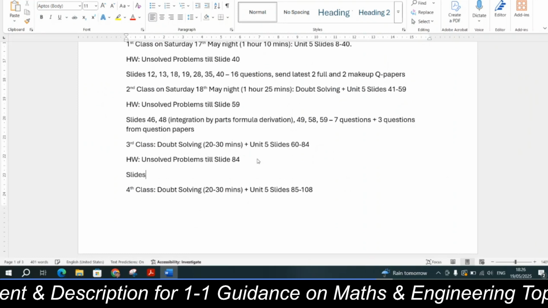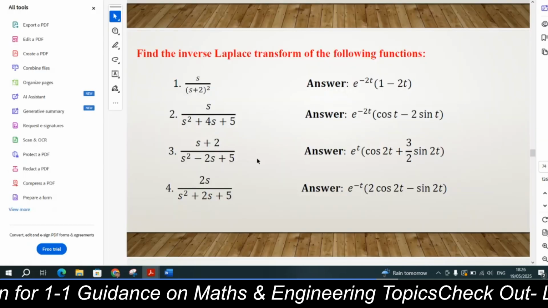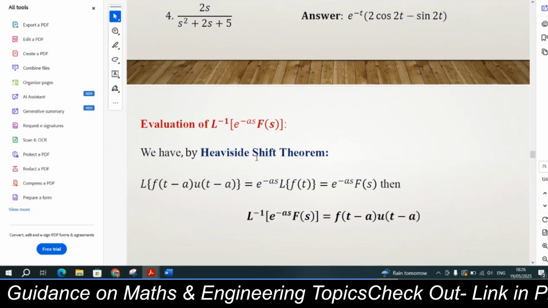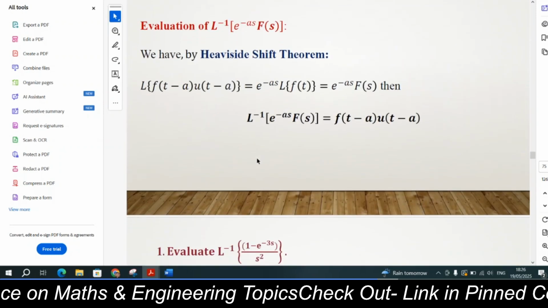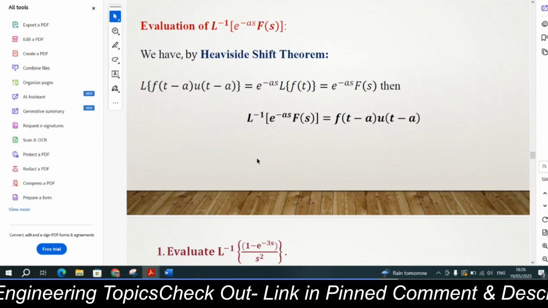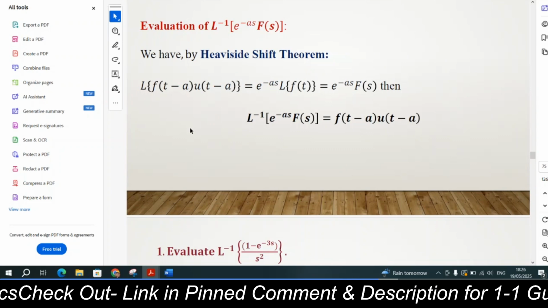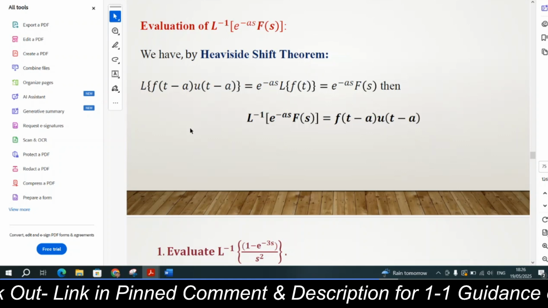Let's move on. This is your first slide for homework, slide number 74. I will make a note of it. Shall we go ahead? Yes, sir.